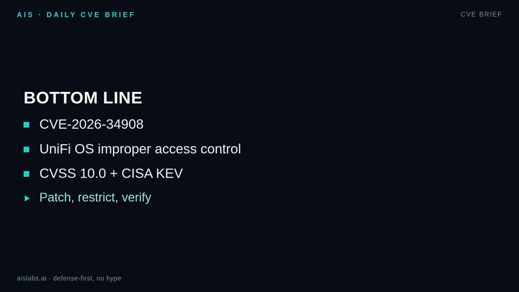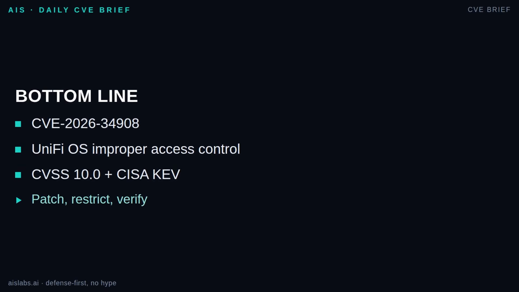Bottom line, CVE-2026-34908 is today's number 7 on our top 10 because it combines maximum technical severity with known exploitation. It affects UI UniFi OS, maps to CWE-284 improper access control, and the documented impact is unauthorized system changes by a malicious actor with network access. Your defensive priorities are straightforward. Confirm whether you run the affected product, follow the vendor advisory for exact remediation, restrict who can reach management services, and review logs and configuration history for signs of unauthorized change.